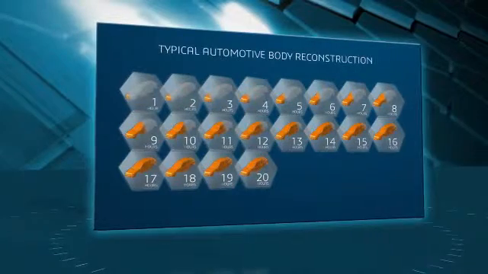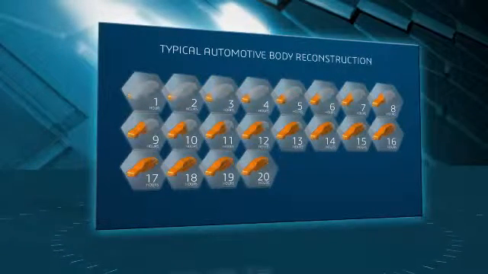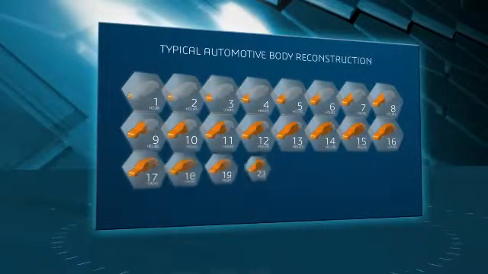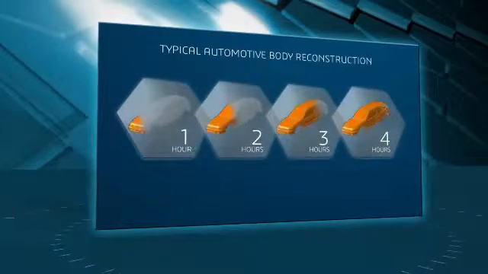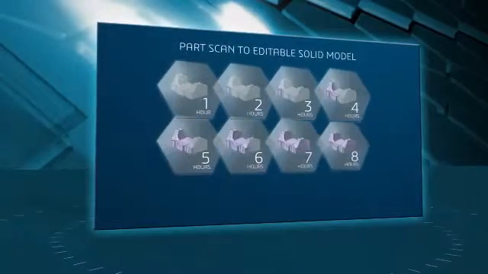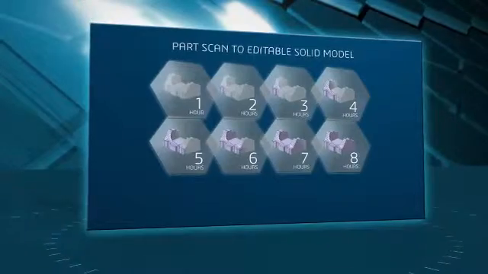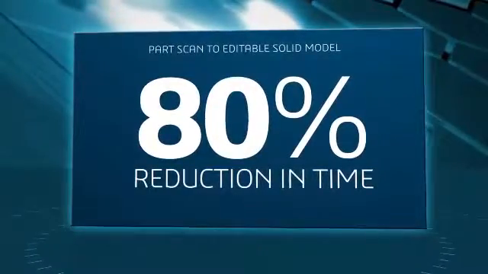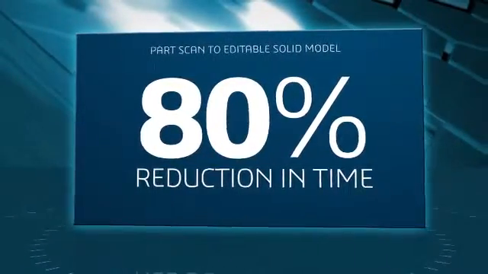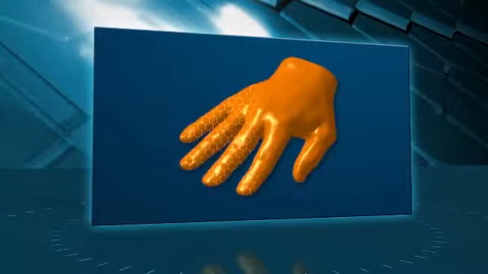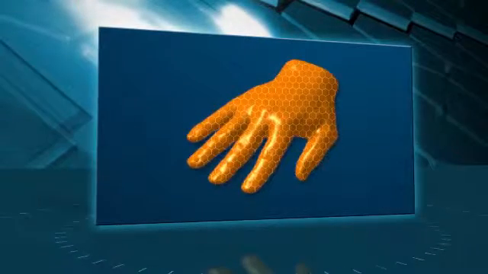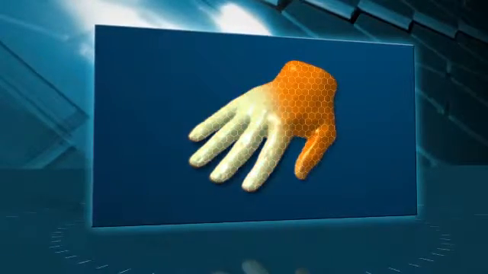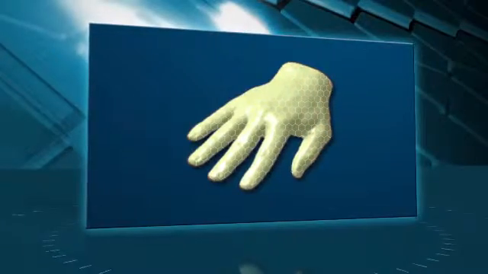For example, a typical automotive body reconstruction from scan to surfaces can be reduced from 20 hours to 4. A part scan into a solid model with editable features can be reduced from 8 hours to 1. In both cases, that's an 80% reduction in time, leading to incredible savings. Even more impressive is a scan to one surface reconstruction that could take days. This can be done in about a minute.